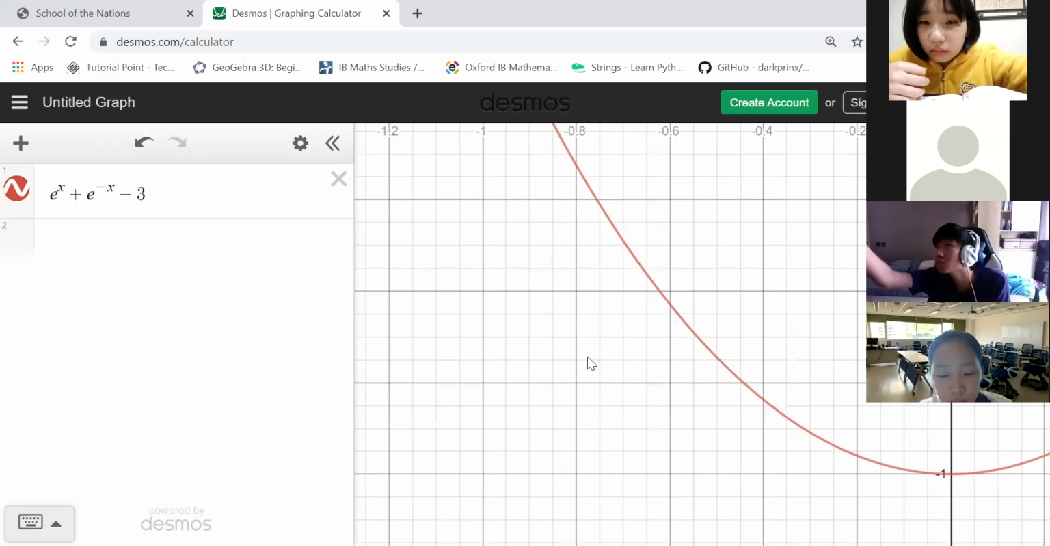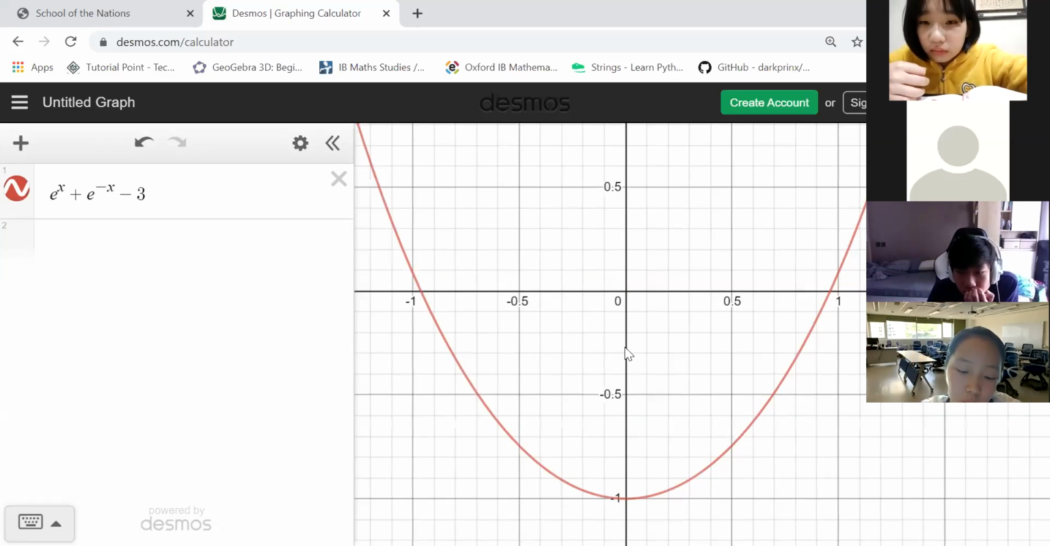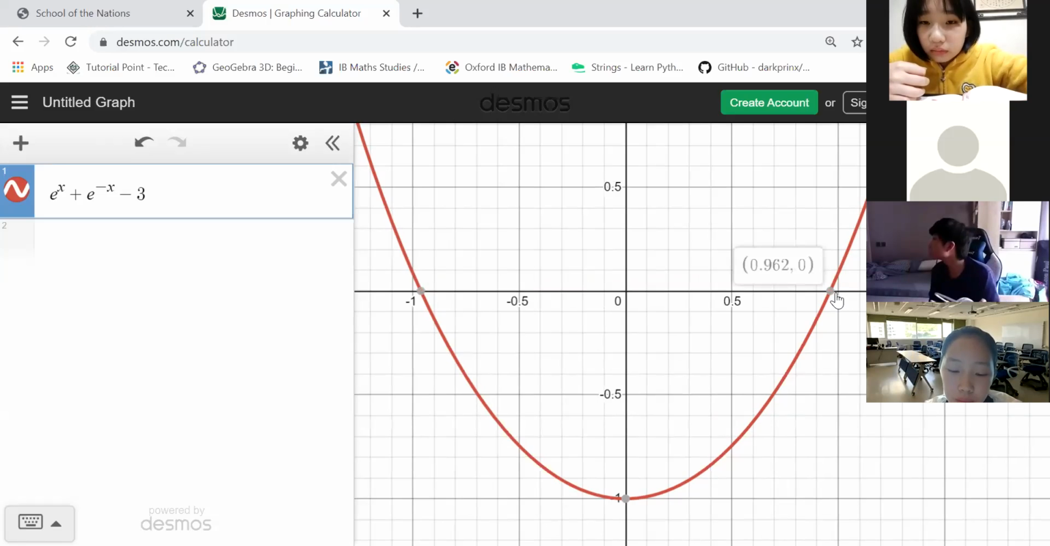Can you see it's a mirror? It's symmetric about that point, about 0. Can you see that? So look at this coordinate, 0.962 and 0.962. Can we all see that? Yes. So that's that. We can actually check the first one too. You can check the first one as well, if you want.